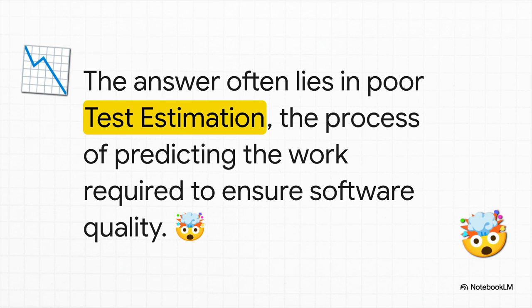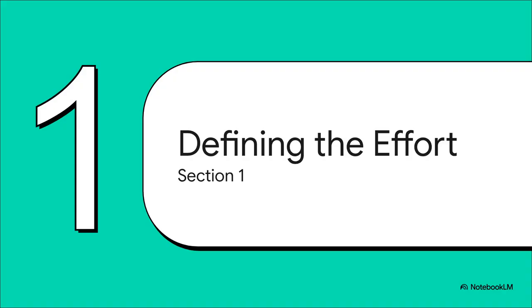Well, a huge part of the answer, it's right there. It comes down to something called test estimation. You can think of it as both an art and a science. It's this whole process of predicting just how much work it's going to take to make sure a piece of software actually works the way it's supposed to, without crashing. Okay, so what does that effort really mean? Let's get into it and define what goes into a good, solid estimate.